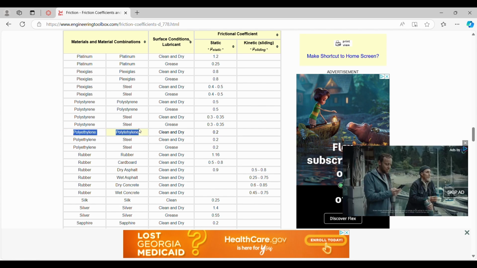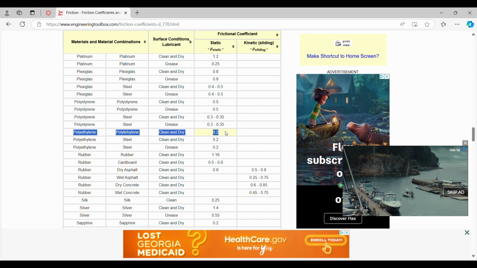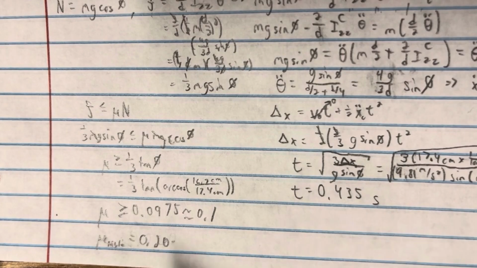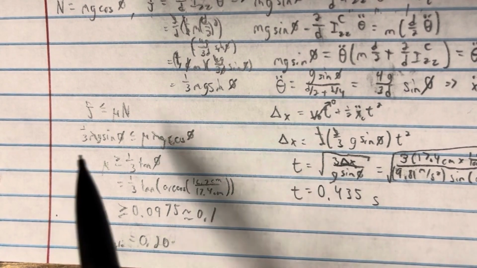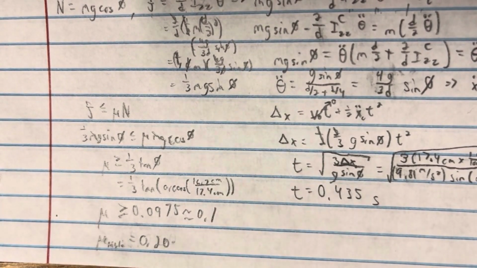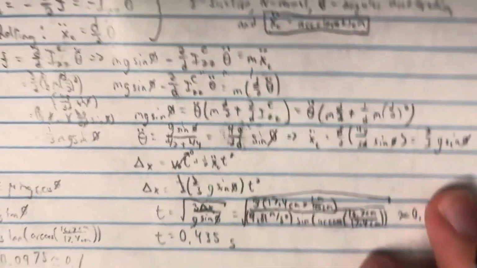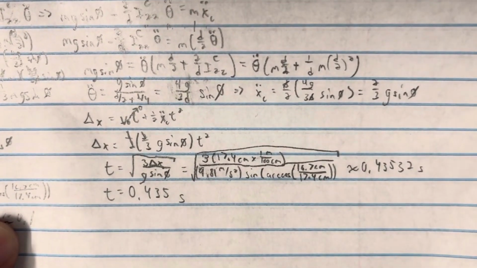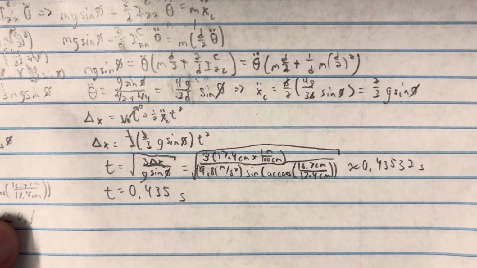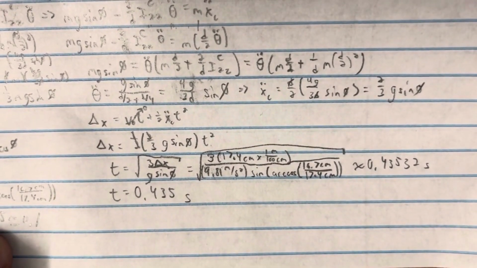So polyethylene on polyethylene yields a coefficient of static friction of 0.2, which is double what we needed to ensure rolling. Therefore, the friction is sufficient to force the cylinder to roll. Using our value for acceleration of 2/3 times the gravitational constant times sine of phi, we then plug into a kinematic equation. This is because gravity is not changing, so the acceleration must be constant.